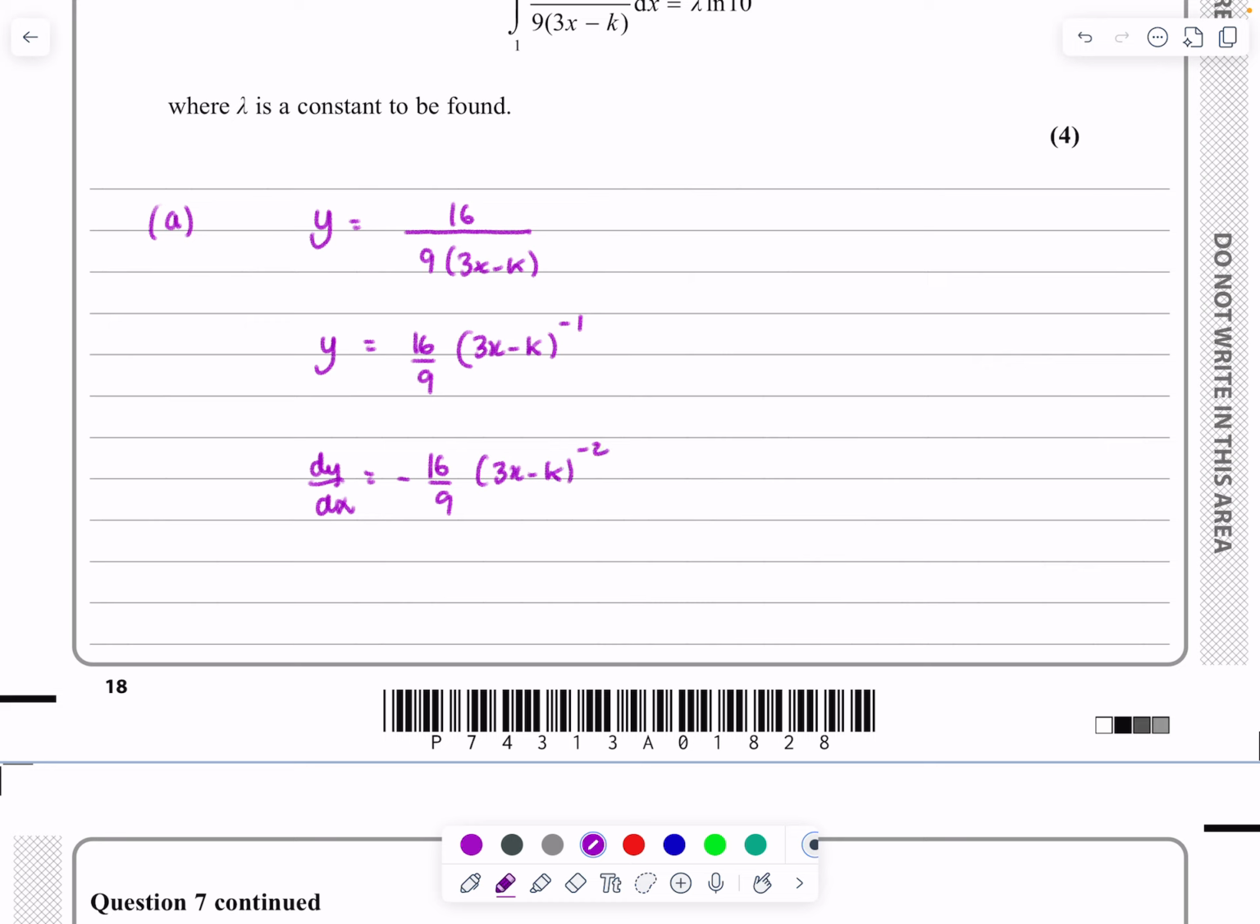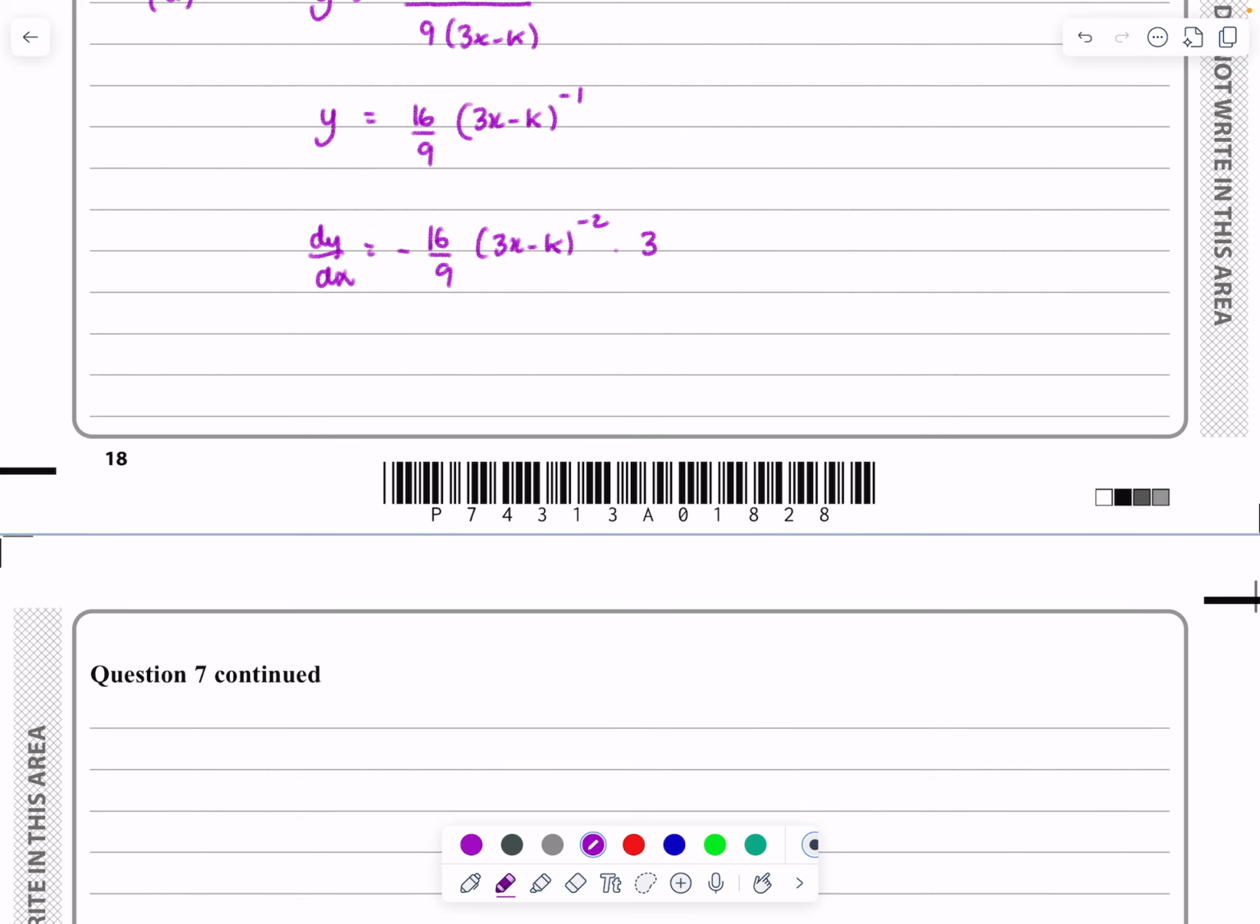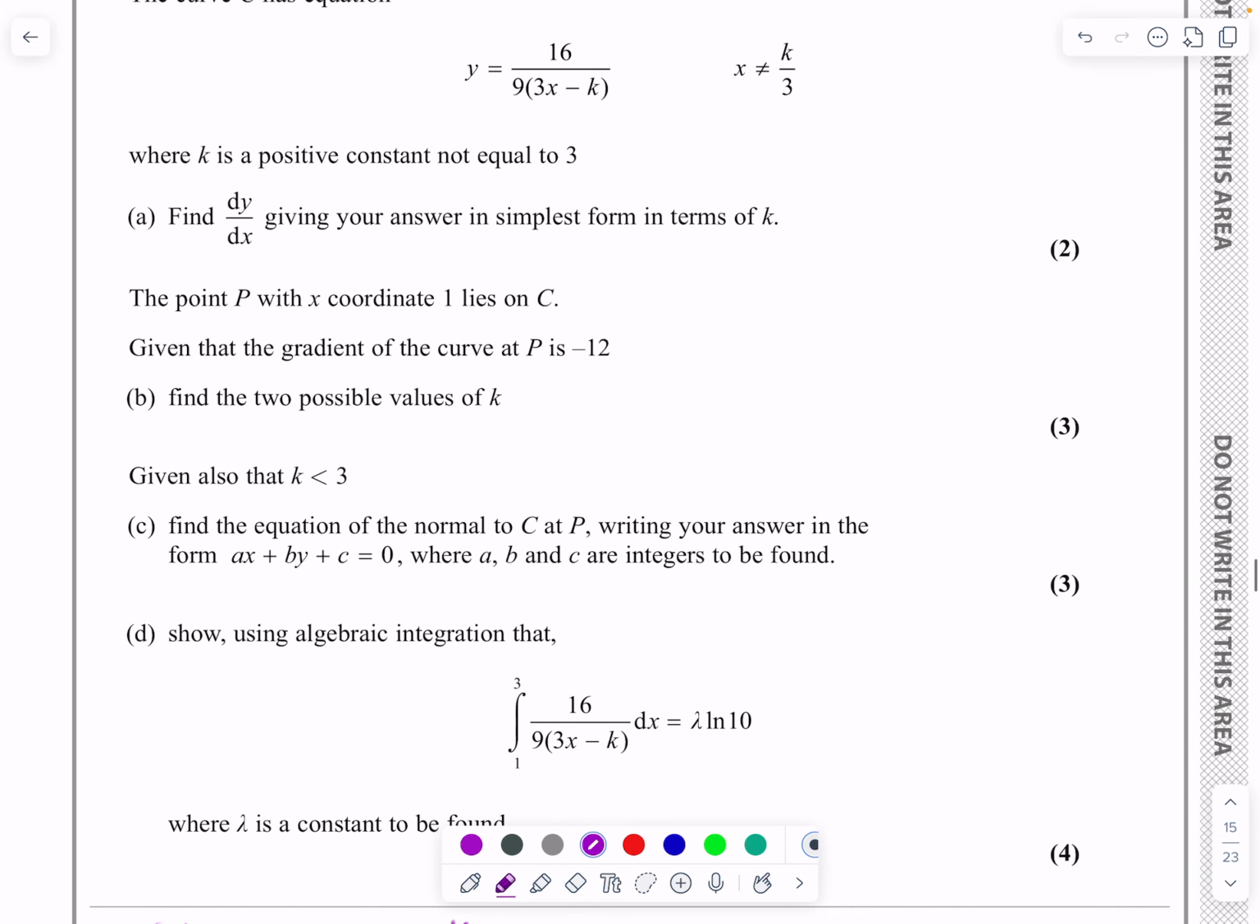but then the chain rule part would be multiplied by the differential of what's in there, and the differential of what's in there is 3. At the stage of doing the exams, guys, you should be able to do that pretty quickly without too many issues. So tidying that up is minus 16 over 3, 3x minus k to the minus 2. You can either leave it as to the minus 2, or you could put it as back over 3x minus k all squared, doesn't matter. Okay, but that's part A done.